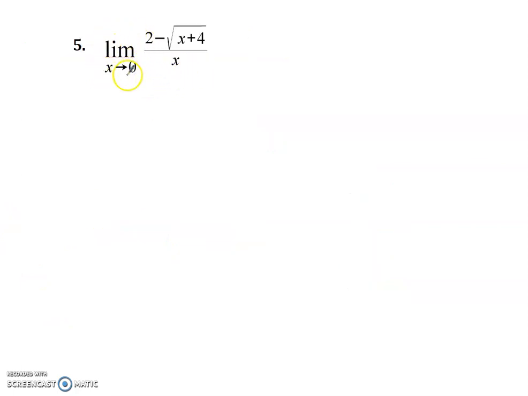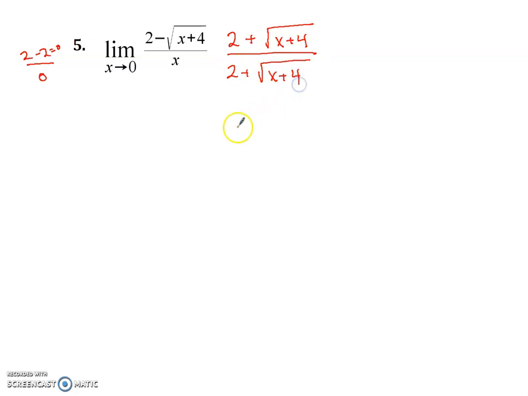So we've got the limit as x approaches 0 of 2 minus the square root of x plus 4 over x. So if I plug in 0, I can see I'm going to get 0 on the denominator. If I plug 0 in here, that's going to give me square root of 4, which is 2. So I'm going to get 2 minus 2 in the numerator, which is also going to be 0. So again, I get 0 over 0. So what I want to do, here's where the square root is. So I just want to change the sign between the regular number and the square root. So since it's minus, I'm going to change it to plus. And I'm going to multiply by that on the top and the bottom of this fraction.